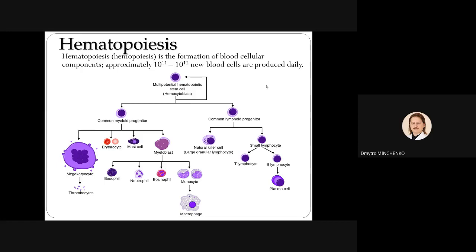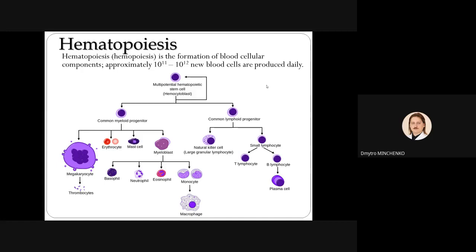It can divide into two types of common progenitors, the common myeloid progenitor and the common lymphoid progenitor. From that stems the rest of the cells. We have the myeloid megakaryocytes, which stay inside the bone marrow, producing thrombocytes or platelets. We have the production of erythrocytes, mast cells, and myeloblasts, which go on to produce basophils, neutrophils, eosinophils, and monocytes, which enter tissue and become tissue macrophages.